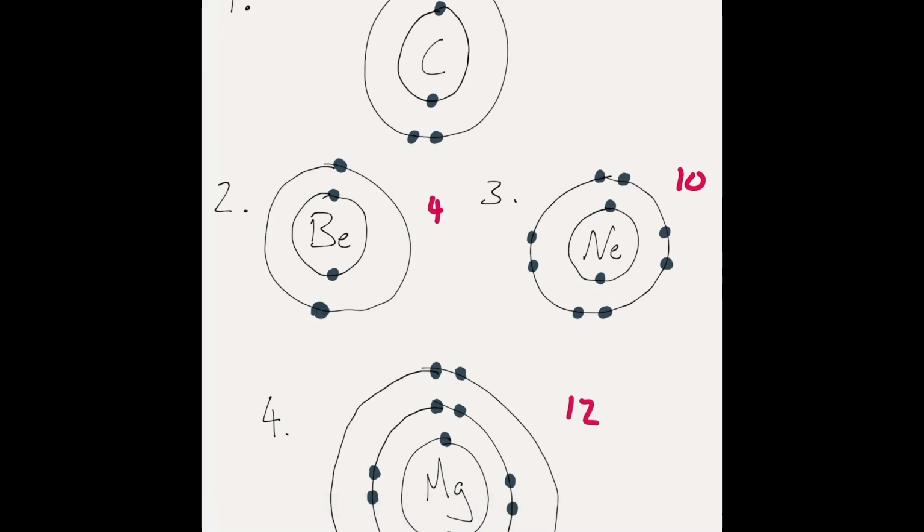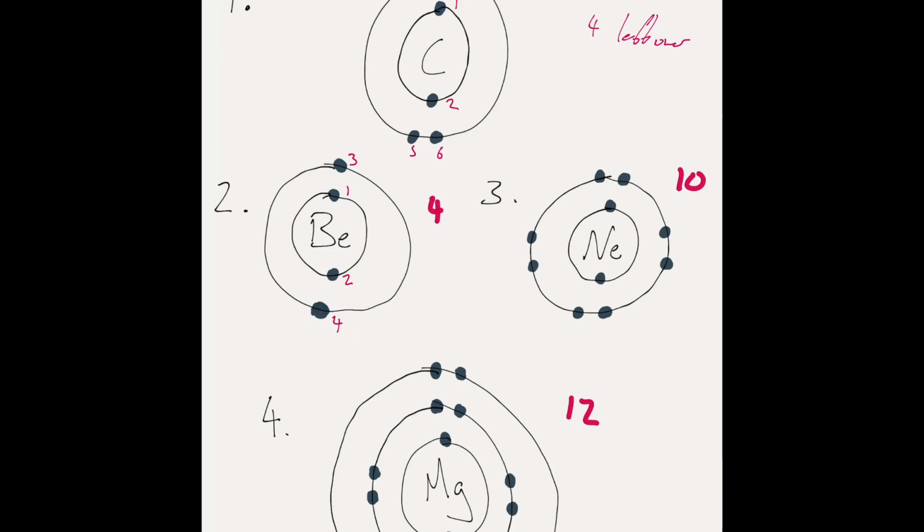Okay, so here I count them up. I did 2 on the first shell, 1, 2, and then I had 4 left over, and so then I had to go 3, 4, 5, 6, like that. Beryllium, again, I had 2 on the first shell, and I had 2 left over this time. So that was 3 and 4.